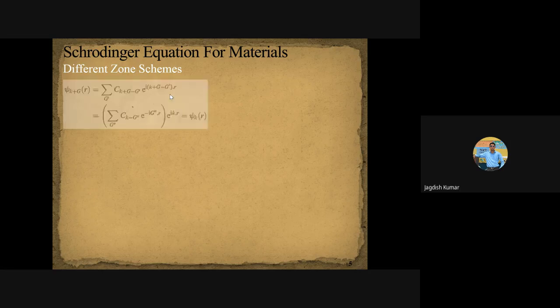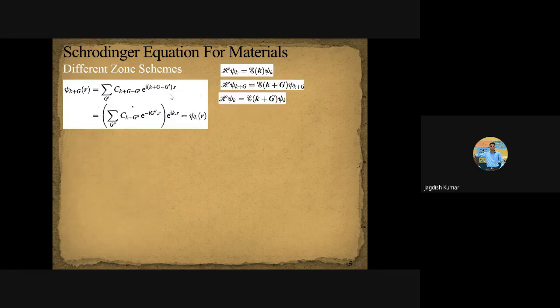Let me see if I have shown it here. Okay, maybe I just assume that you know it. This whole part is u_k(r), and this part is periodic in space. If we say the periodicity is A, then the part in the bracket has periodicity A. So the total electronic wave function can be written as the product of u_k(r), which is some function periodic in r, and the plane wave part.